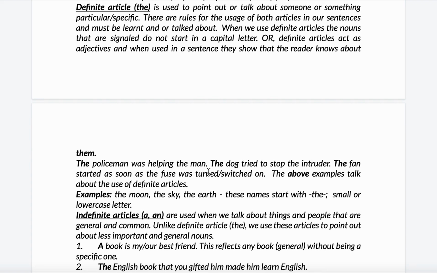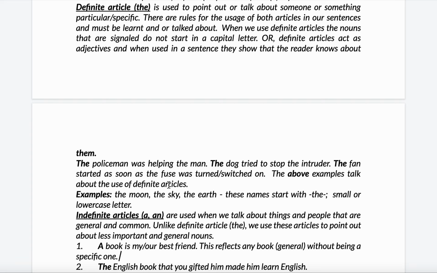So the policeman was helping the man, okay? So here you go, the example. Okay, the dog tried to stop the intruder. So when we say the policeman was helping the man, if I'm talking to somebody else or a group of people, they know which policeman I'm talking about. The dog tried to stop the intruder. So let's say we talk about a story that there was an incident of intrusion in a different city. So we're talking about it, or we heard something on TV about that incident. So when we say the dog tried to stop the intruder, we know which dog and which intruder.